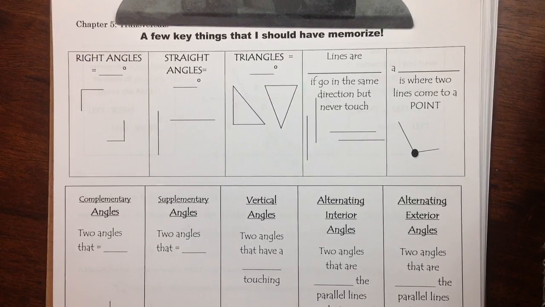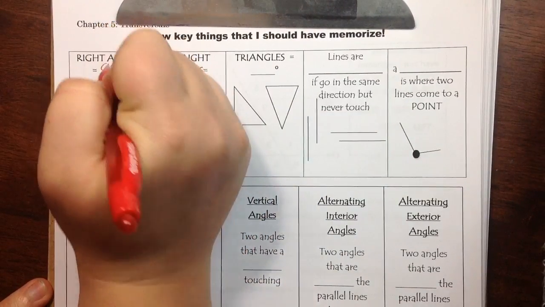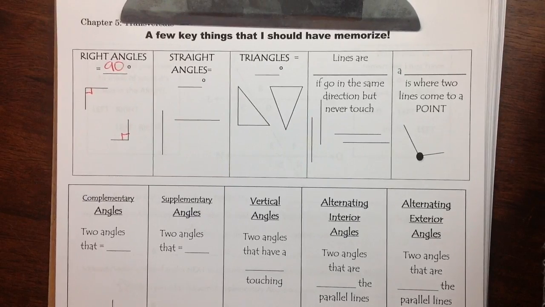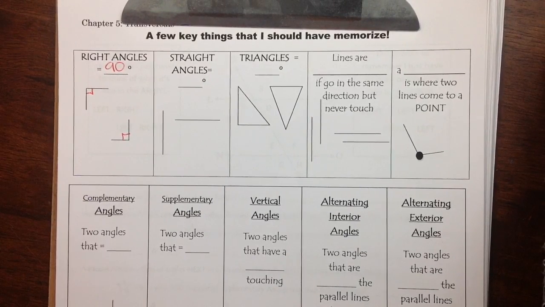Here we go. Right angles. Right angles are 90-degree angles. They literally make an L. It doesn't matter if they're upside down or sideways. It doesn't matter as long as they make 90-degree angles.